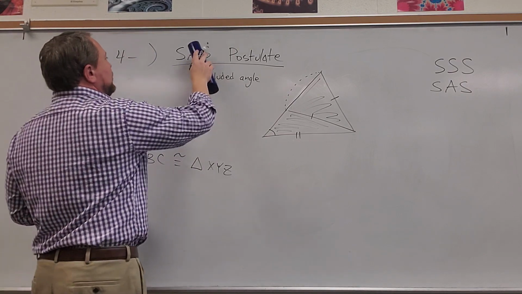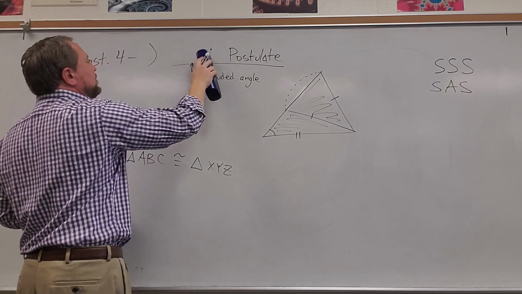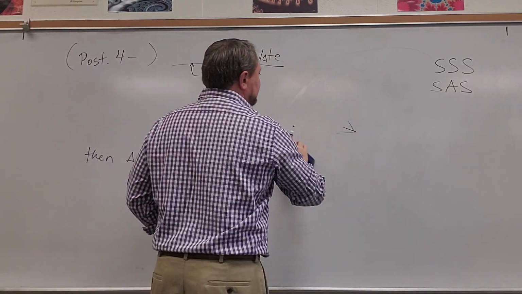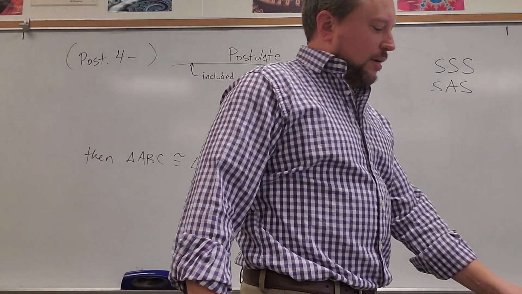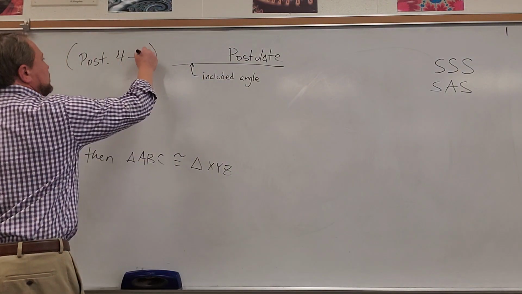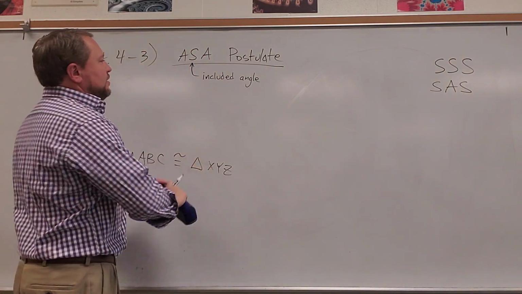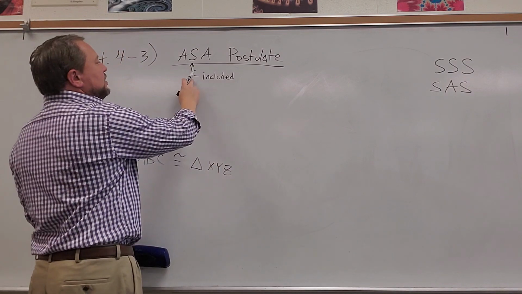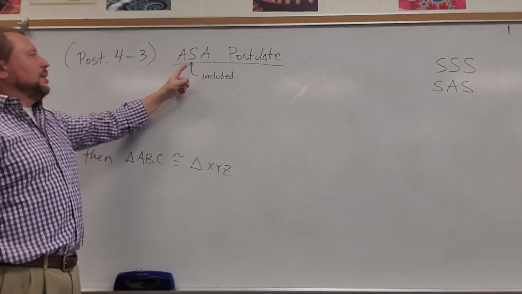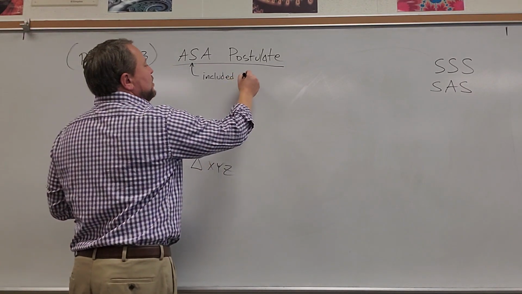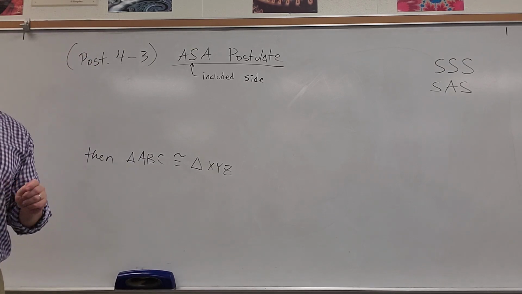All right, now there's one more shortcut here that we're going to cover in this section. And our last shortcut is postulate 4-3, otherwise known as ASA. And this time, again, the spelling is important here because the S is in between. So it has to be the included side that we're using here.